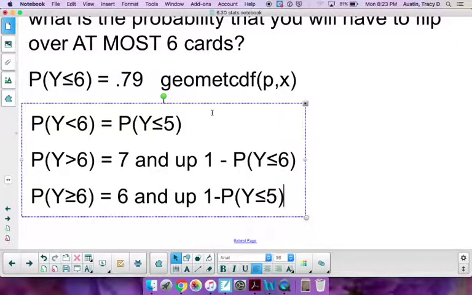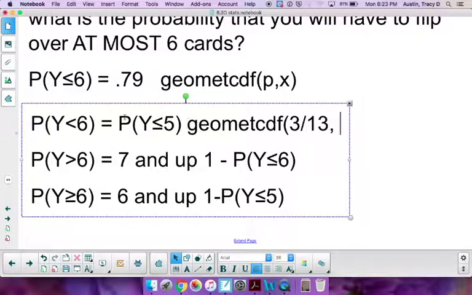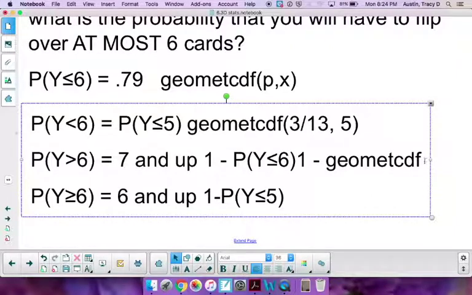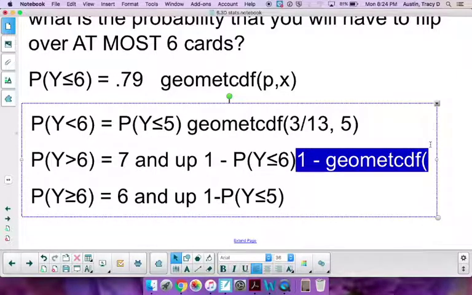Okay, so as a geometric CDF, you would put in, again, your probability of success is 3 out of 13, and the number of successes we want to count all the way up to would be 5 for that one. Okay, and then this would be 1 minus Geomet CDF, and I'm going to run out of room. And the Geomet CDF on this one, again, 3 out of 13. Make this a little bit smaller so I can get it to fit.